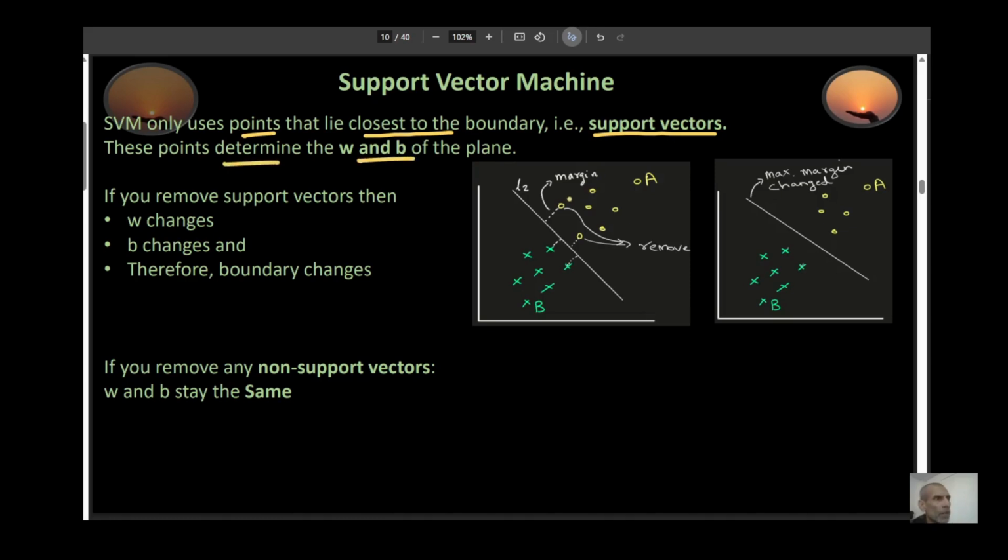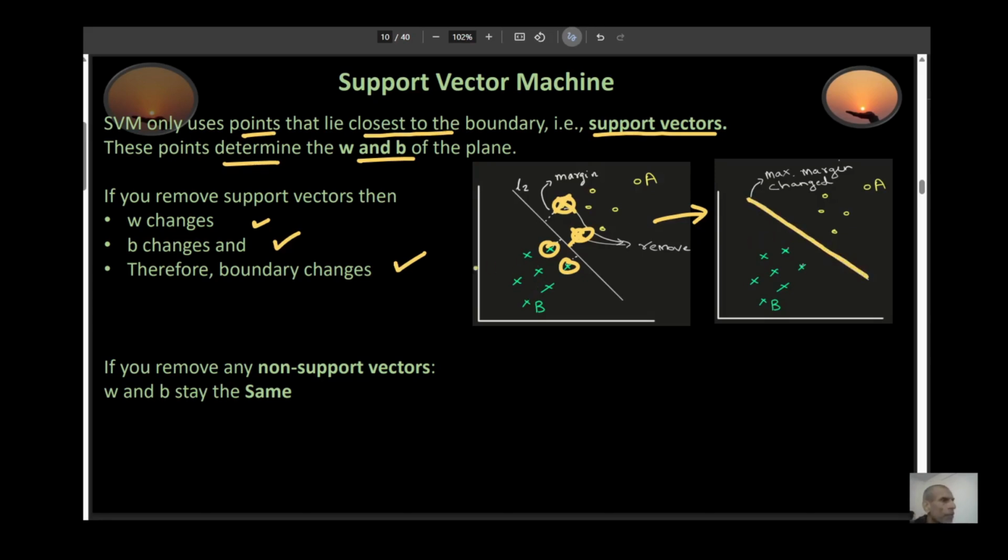So in this case, this is my support vector right here. And let's say this is my support vector, and this support vector, and this support vector. If I remove these support vectors, then my w is going to change and my b is going to change, and therefore the boundary will also change. So in this case, let's say I remove this point. This is taken out and this is taken out. When I remove these points, I will get a boundary that will be like this right here. And you can see that this boundary is now changed because I removed the support vectors.